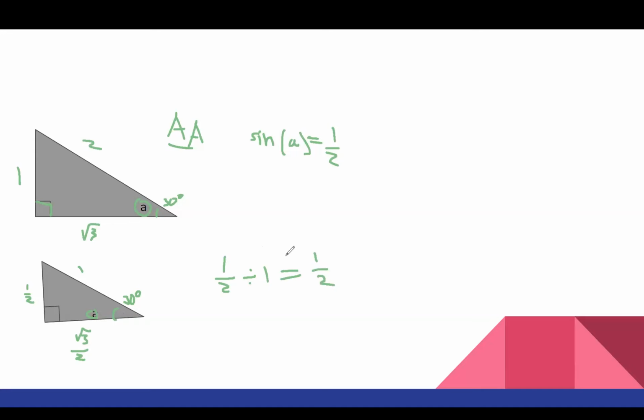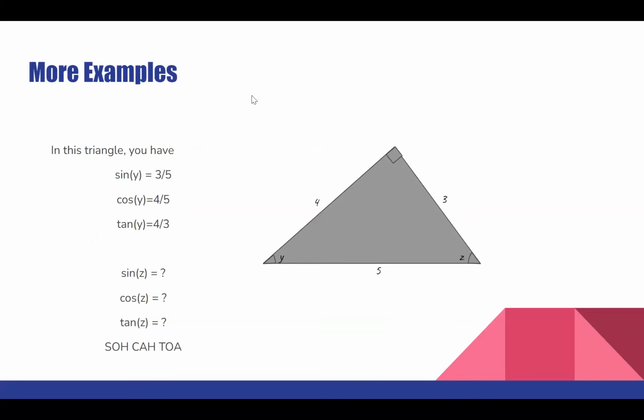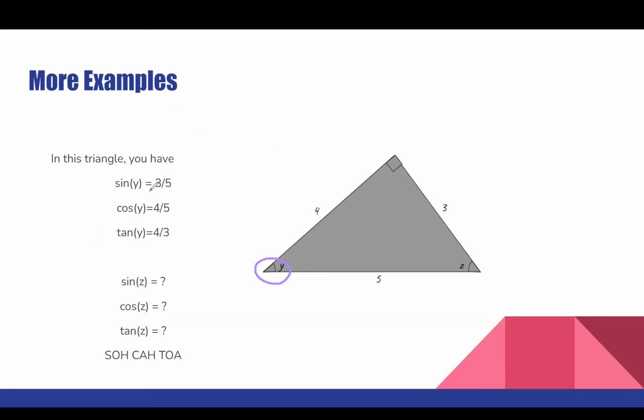Right? So any angle, so when we find sine A, no matter the triangle, will be 1/2. So more examples here, let's take a look. Now we have this angle here, we have y, so sine y, again, opposite over hypotenuse, 3 divided by 5. Cosine of y, CAH is adjacent over hypotenuse, so that's going to be 4/5.